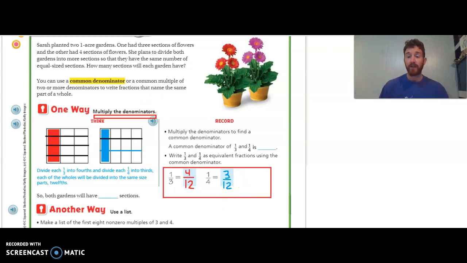Again, when you worked on adding fractions last year, you couldn't do it unless you had common denominators. Now in 4th grade, they just give you those common denominators. But now what we're going to do is work on making common denominators by taking equivalent fractions.